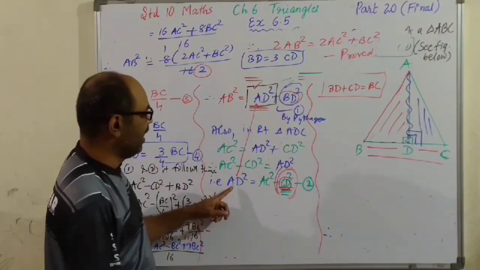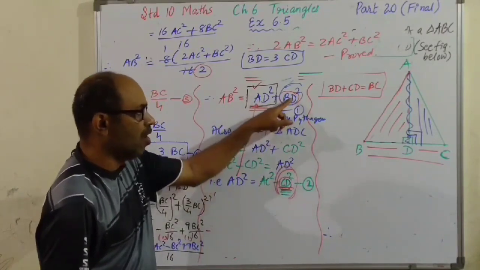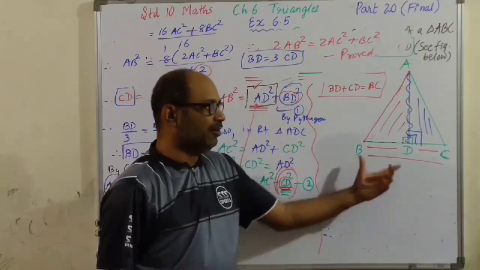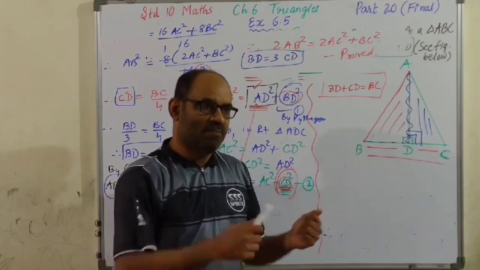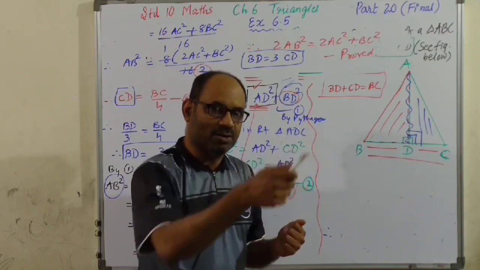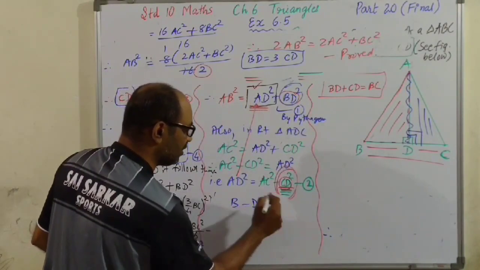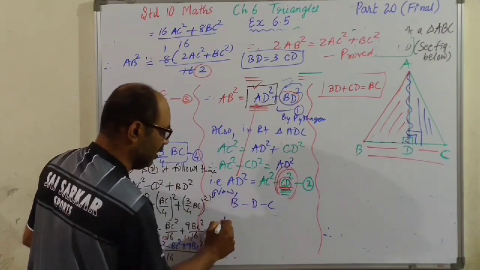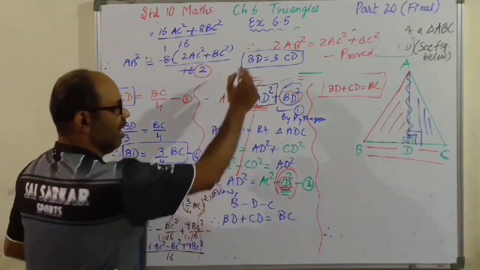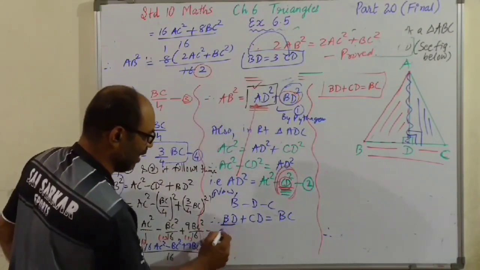What you wanted, AD: if you write it there, AC square minus CD square will come, and BD square is there. So what we want is CD and BD to be transformed into BC, which is possible here. B dash D dash C. Therefore, BD plus CD is equal to BC. Correct? We have the value of BD in the information data, so put the value of BD.